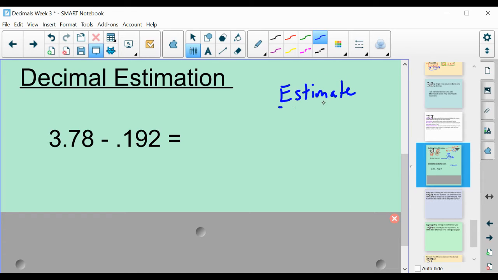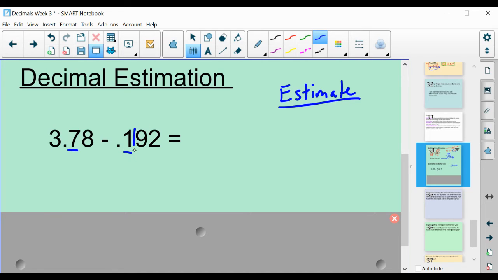Or our estimate. Okay. And to do that, we're going to look at these two numbers and do some rounding. Now, I think it would be completely reasonable for us to, in this problem, maybe not round to the nearest whole number, because if we rounded to the nearest whole number, this would be 0 and this would be 4. So the 4 minus 0. I think instead what we should do is round to our nearest tenth.